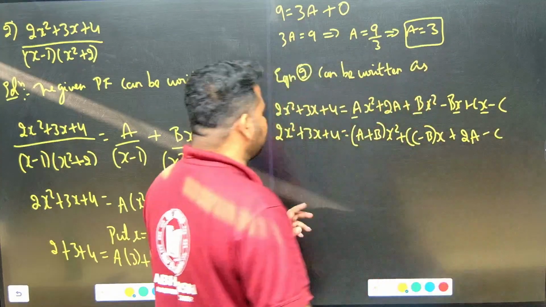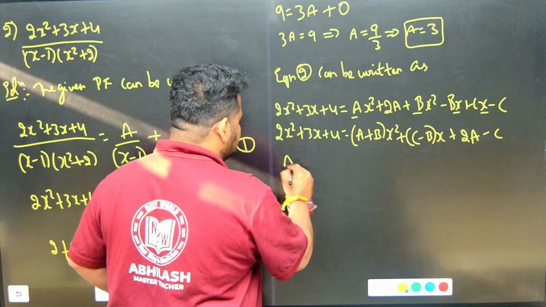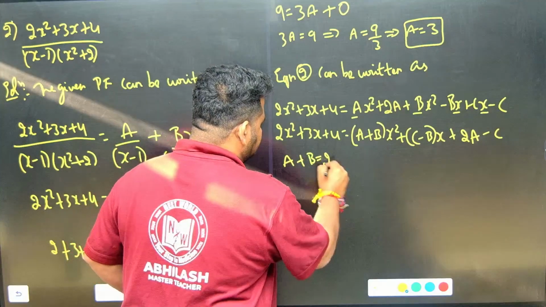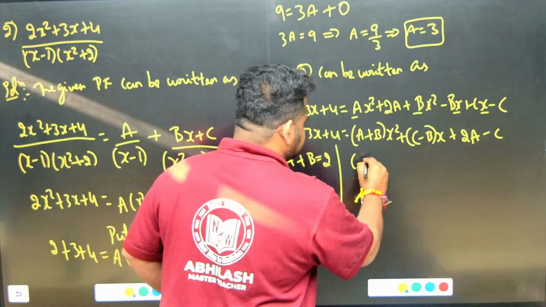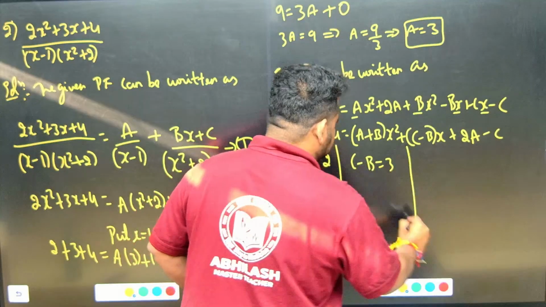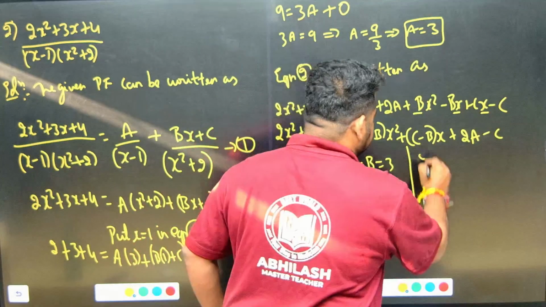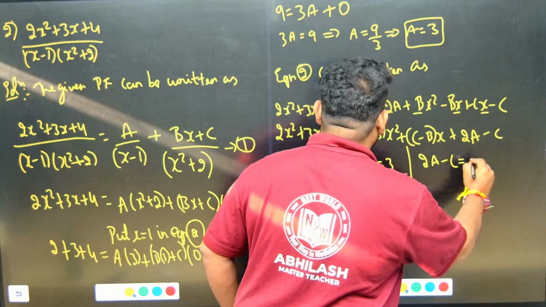Now compare the coefficients. a plus b will be equal to 2. c minus b is equal to 3. Constants: 2a minus c is equal to 4.